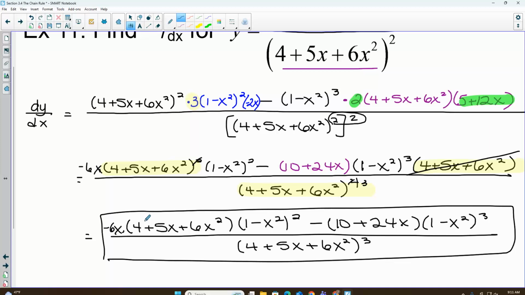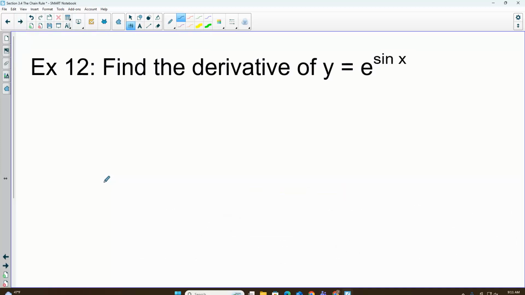Let's try this one. We have talked about the derivative of e to the x, and I told you it was still e to the x. Here I have e to the sine x. So this is a composition. You have e to a power, and there's a function within the power. So we have to do the chain rule here.